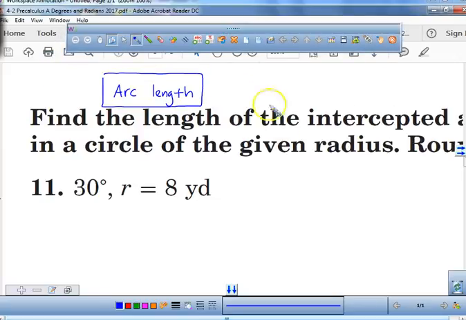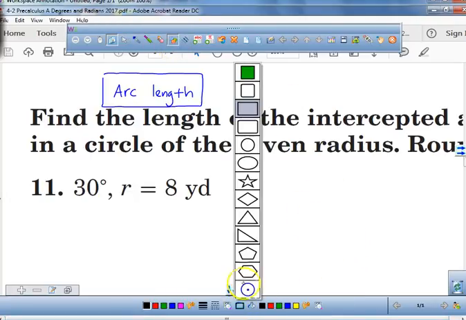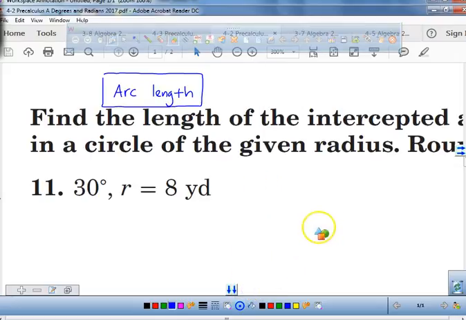All right, here we go. What we're going to be talking about today is arc length. All right, we're still in section 4-2 dealing with degrees and radians. Now, everybody here should already know what arc length is. So let's review it, just in case you don't.